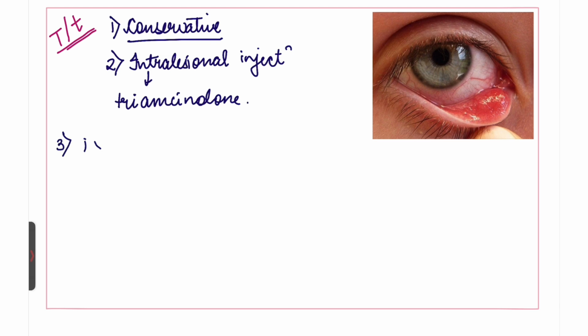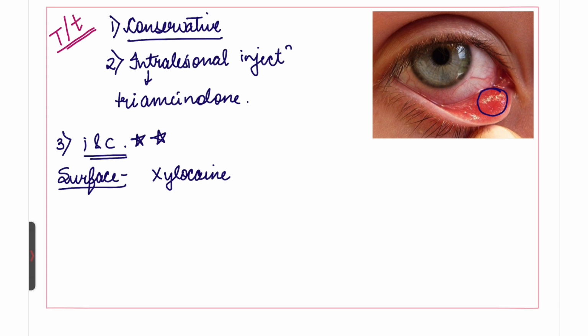Third is incision and curettage. The most effective treatment is incision and curettage. For this, we give surface anesthesia. We use xylocaine drops. We instill them in the eye, and in the lid where the chalazion is present, we infiltrate it with 2% xylocaine solution.